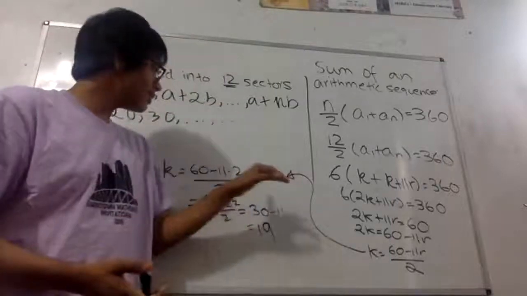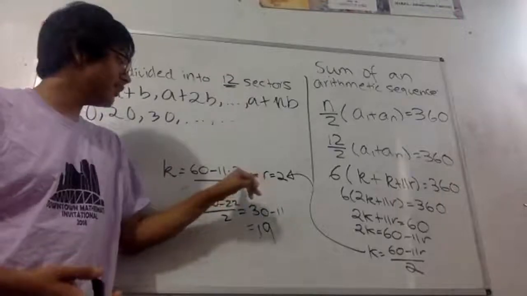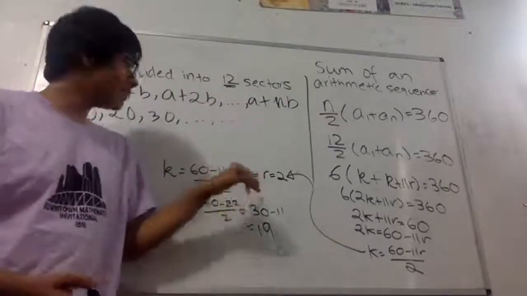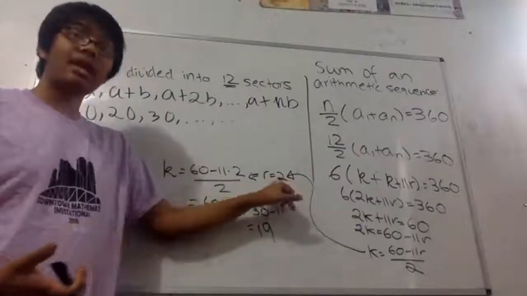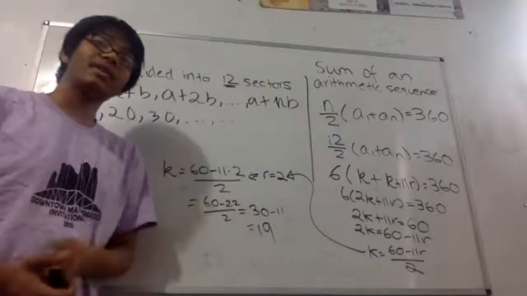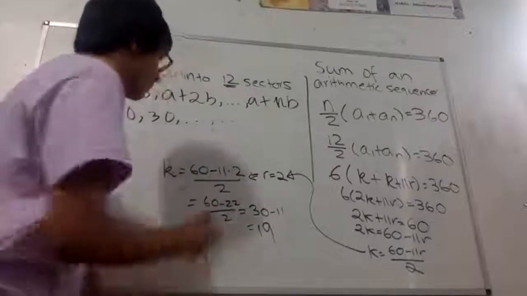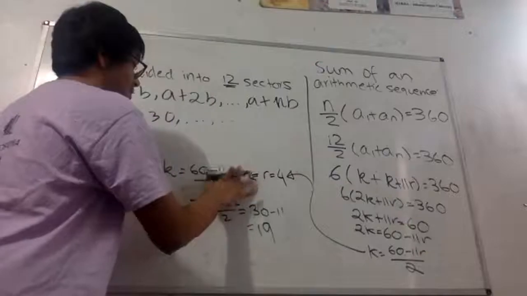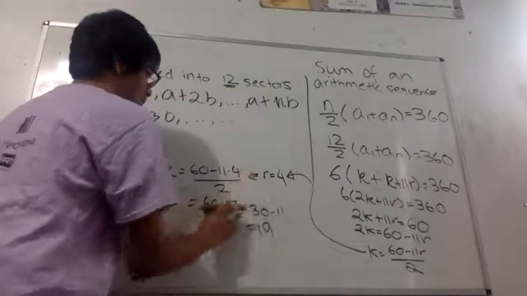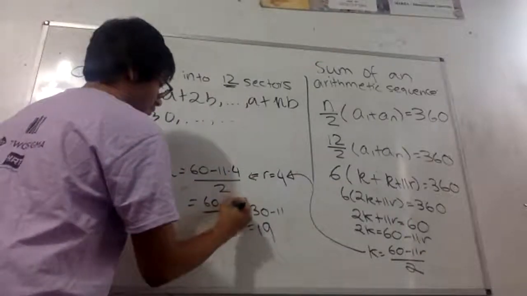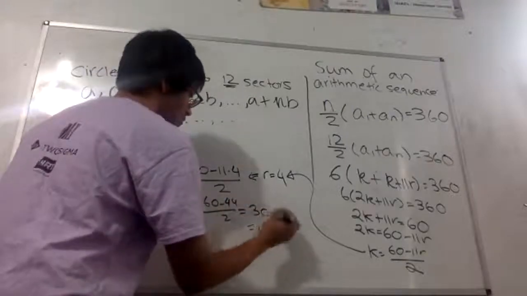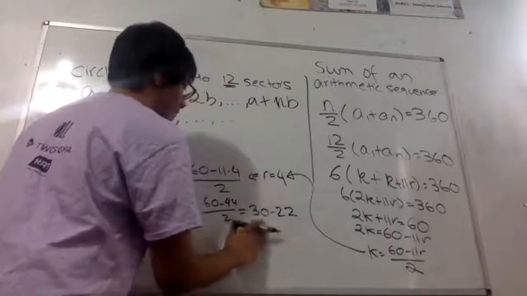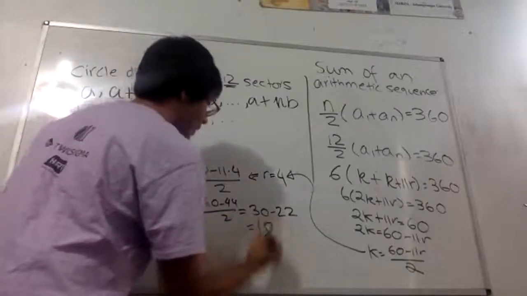Why? Well, because simply enough, 22 is a multiple of 2 that's bigger than 2, and that will give you a smaller value for k. So let's try out 4. So let's try r equals 4. That means 60 minus 11 times 4, 60 minus 44, which is 30 minus 22, which turns out to be 8. And that is our final answer.